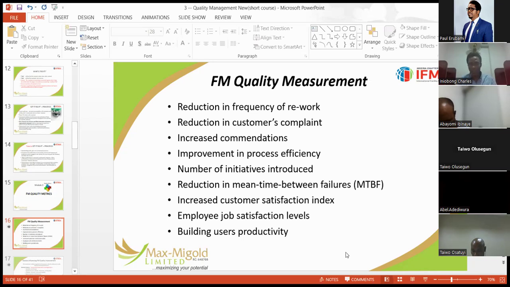Number of initiatives introduced. This is very key. In your work, you also want to show the number of initiatives you have brought in. And remember, an initiative that you are bringing in must show positive value. It must affect the business positively. Don't bring an initiative that is very flamboyant, that at the end, when management wants to implement it, will end up costing the management more.